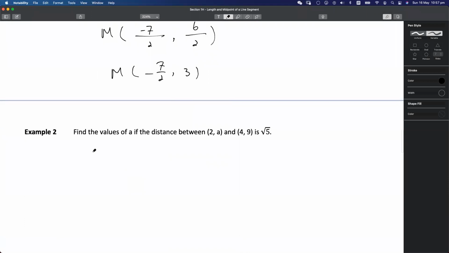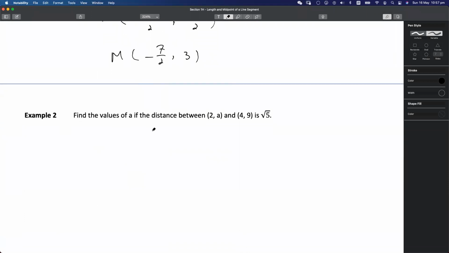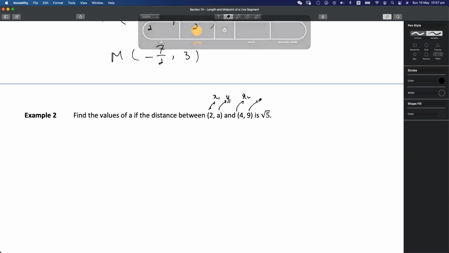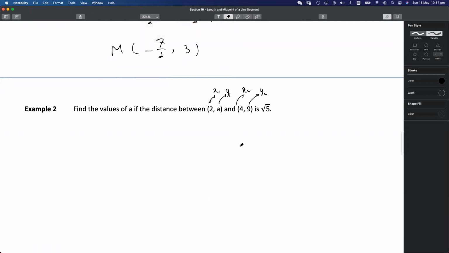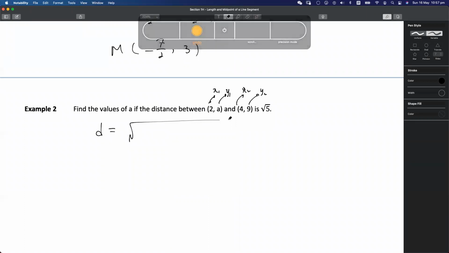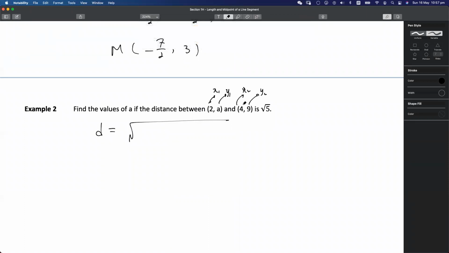Okay, example 2. Find the values of a if the distance between (2, a) and (4, 9) is root 5. So that's our x1, y1, x2, y2. So we're going to still apply the distance formula. Distance is going to be the square root of x2 minus x1, which is (4 minus 2) squared, plus y2 minus y1.